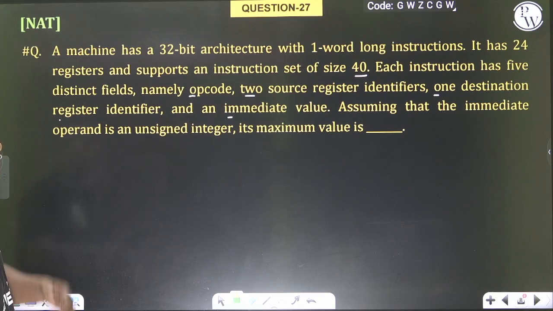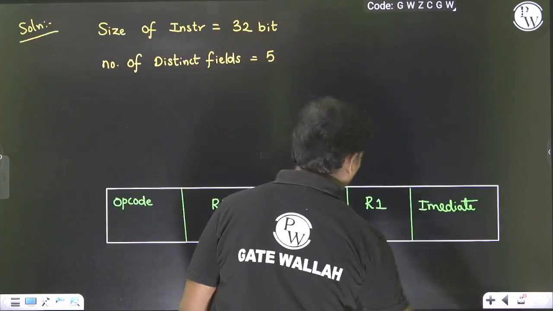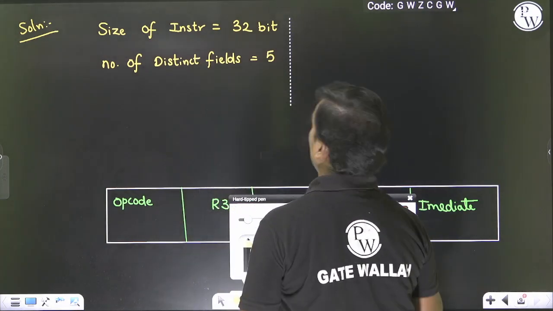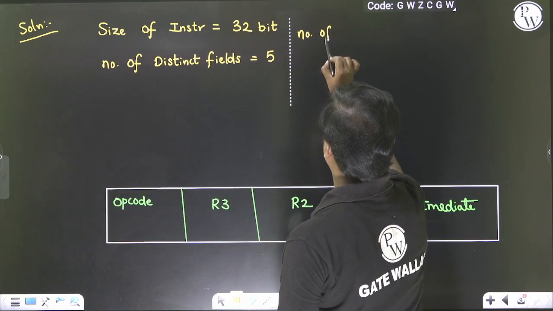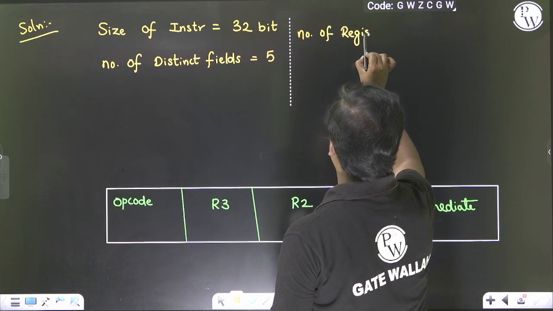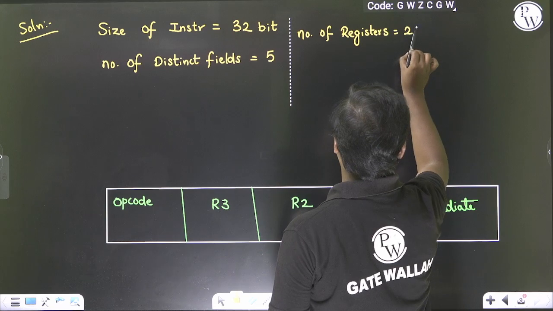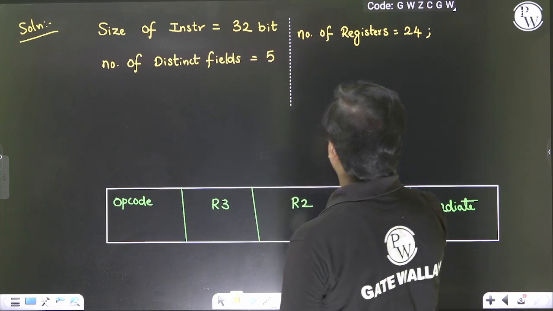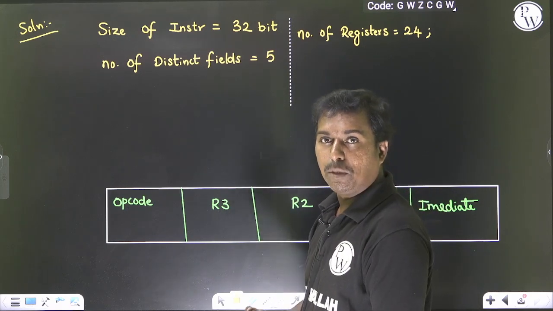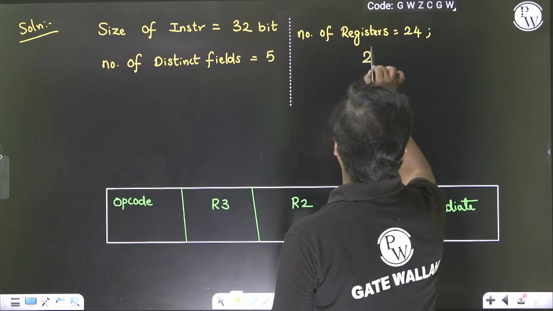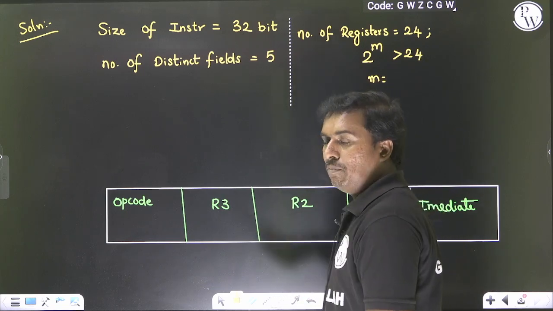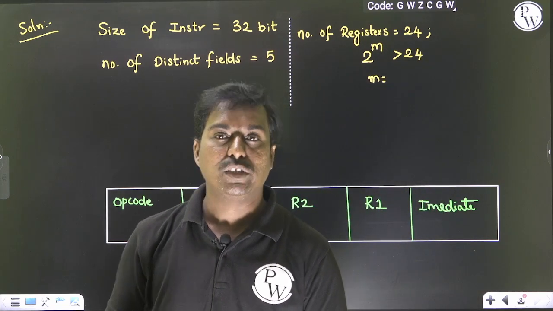So what information has been given? It has 32-bit architecture. It has 24 registers, so the number of registers is 24. How many bits are required to represent each register? 2 power m should be at least 24, so m is equal to 5. With 5 bits you can represent up to 32 registers.